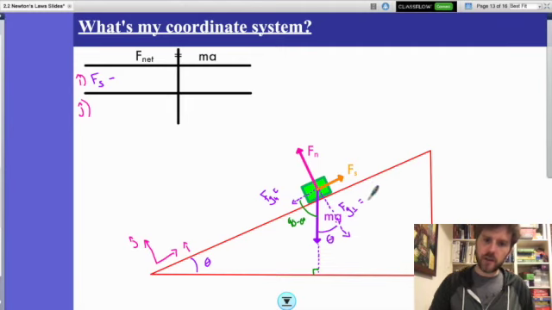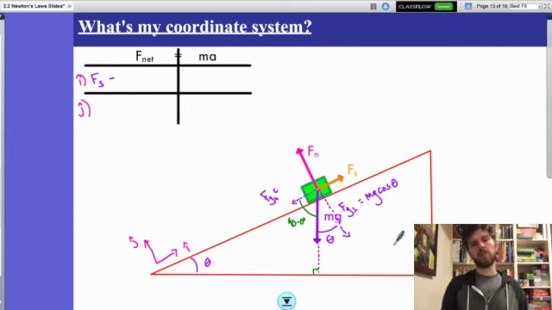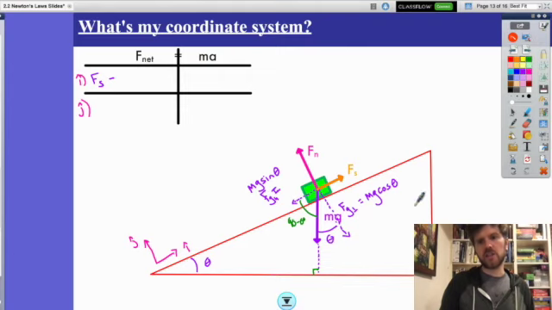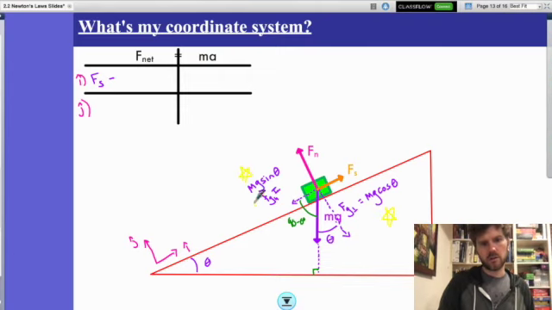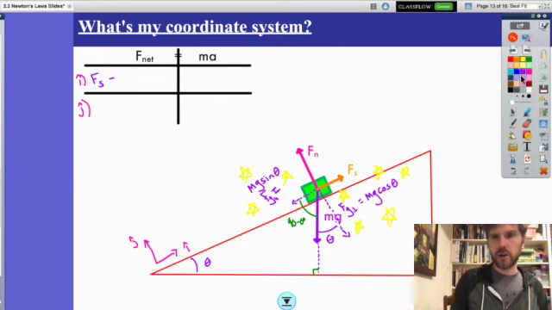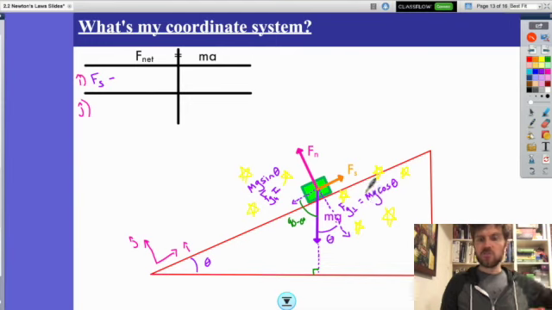So what we end up with is that the perpendicular component is mg cosine theta, and the parallel component is mg sine theta. And this is super important. You need to know this. You need to have this in your back pocket. We will do so many things on ramps this year, you will not believe it. Parallel component is mg sine theta. Perpendicular component is mg cosine theta. Know it. Love it.